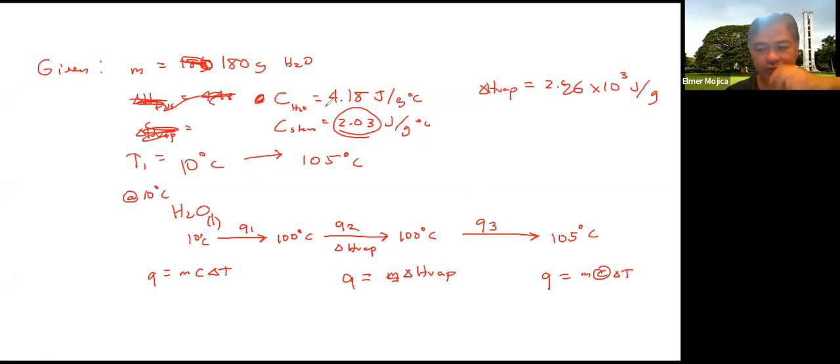So, ano yung total heat? Q1 plus Q2 plus Q3. So ito yung Q1 mo, ito yung Q2, ito yung Q3. And I think that's where they provided you with the solution. Ayan. Ano ba nangyari dito? May napindot ata ako. Pindutin ko na lang ulit.